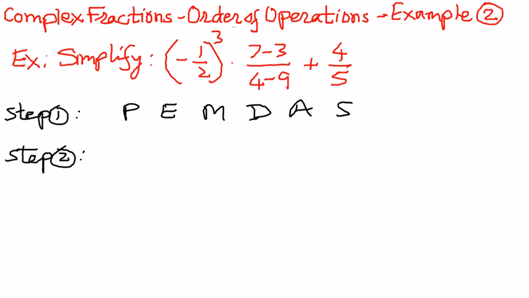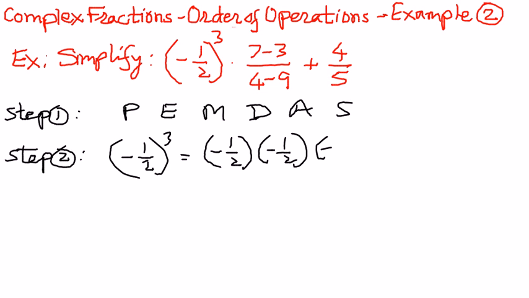In step 2, we're going to first simplify the exponential part we have. Negative 1/2 raised to the power of 3. So what does this mean? The exponents, the base term needs to be repeated the number of times the exponential term is indicating to us. So we have negative 1/2, that is the base, and we need to repeat that 3 times with multiplication sign. So when we do that, we can write it out as follows.